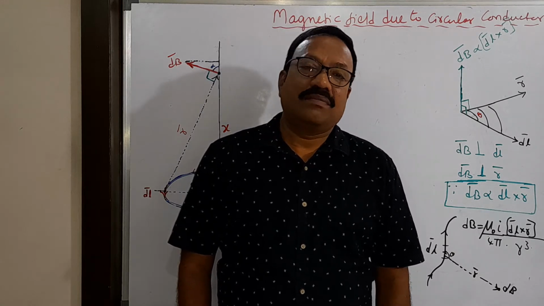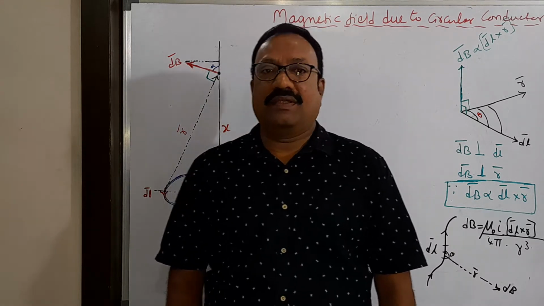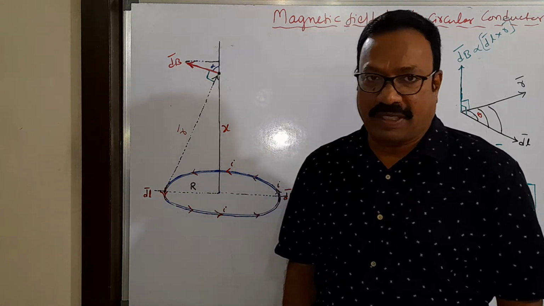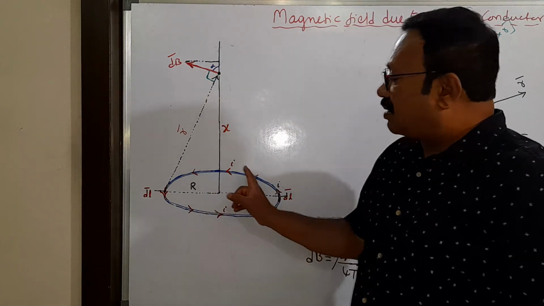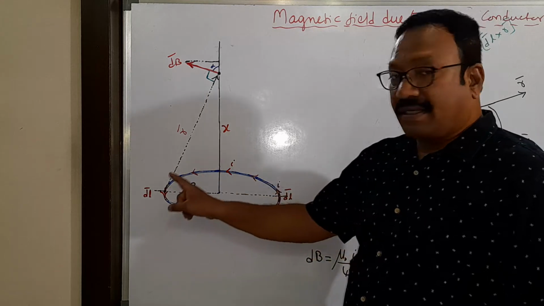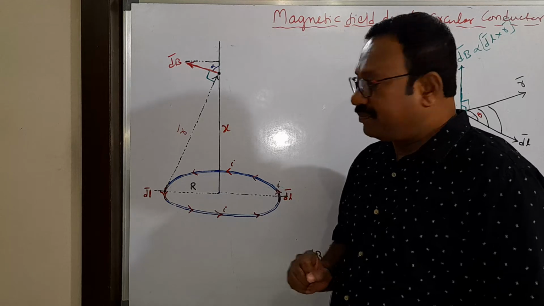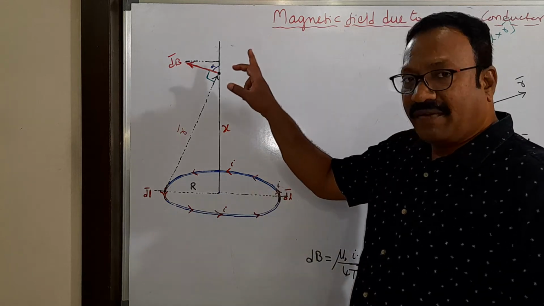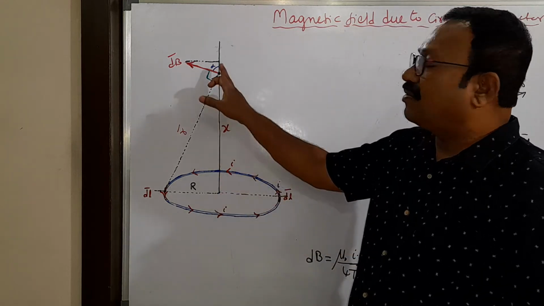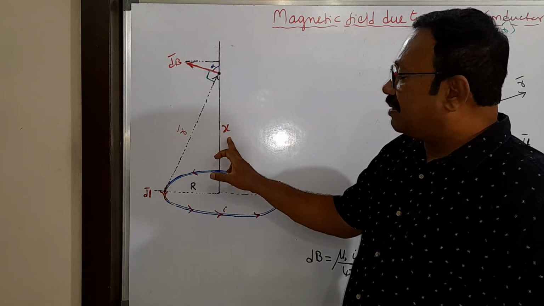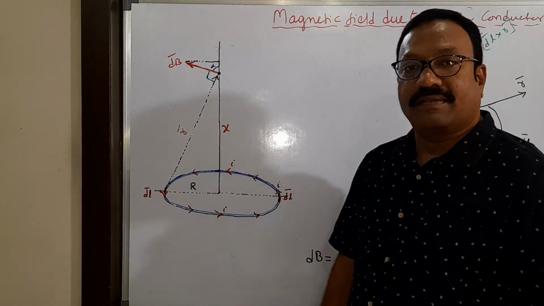Today we are with another topic, a derivation which is very important for the CBSE board exam. A circular current carrying conductor produces a magnetic field, you know that. But I want the magnetic field on the axis of the conductor at a distance x from the center.